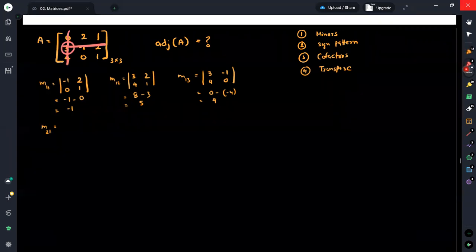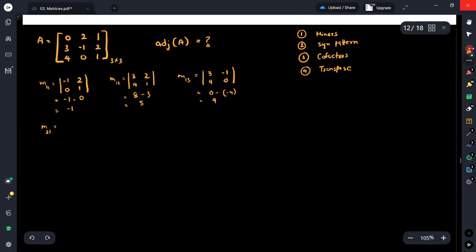Therefore, the remaining elements are 2, 1, 0 and 1. The value should be 2 minus 0, which equals plus 2. In a similar manner, we can obtain the value for M22.